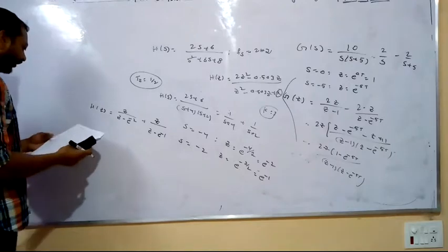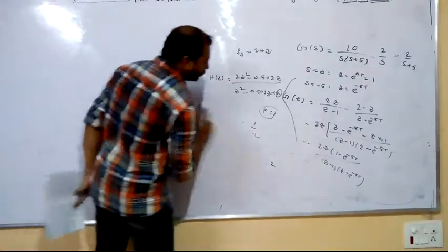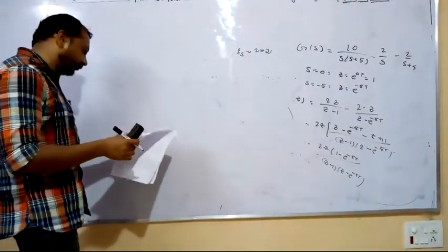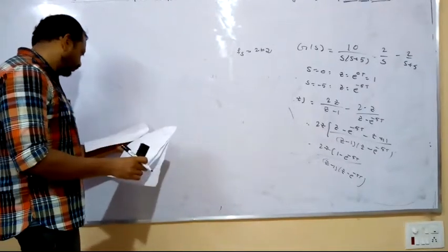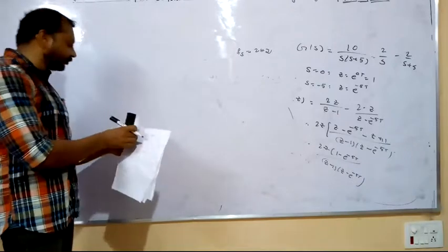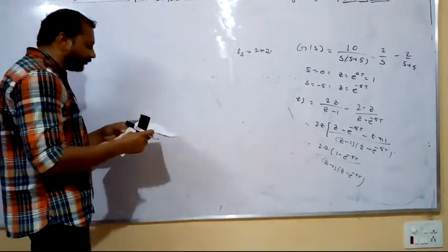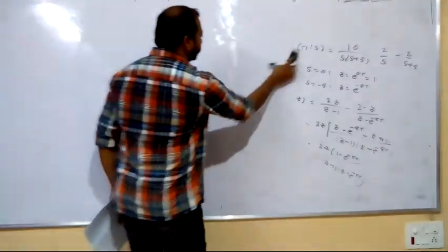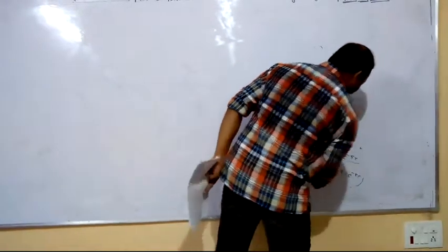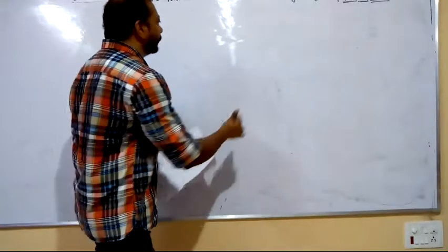Then next one, consider x of n is equal to minus 1 by 10 whole to the power n.